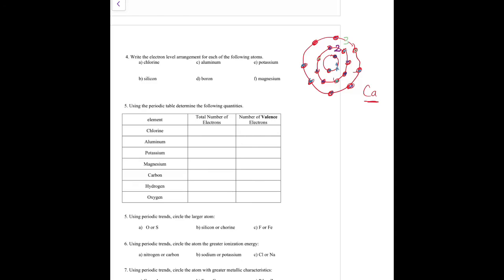Okay, so how do I write that? Well, remember I said the first 2 are in the first shell, so I say 2. Then I filled up that shell, so I moved to the second shell where I have 8, right? So I filled up that shell with 8. And finally, I filled up the third shell with 7 more to give me a total of 17. So that's called 2, 8, 7.